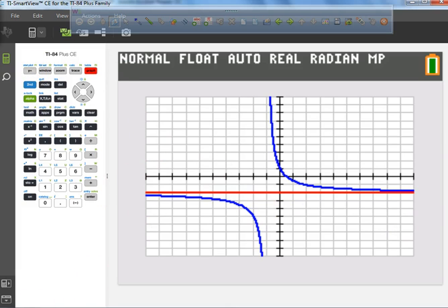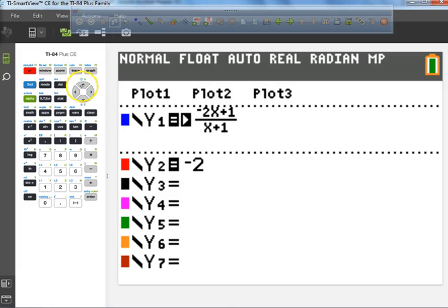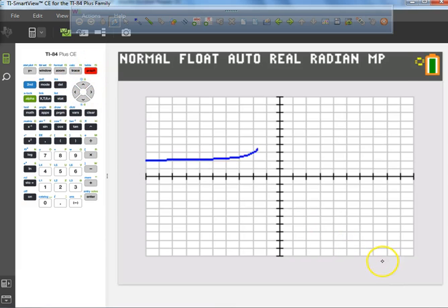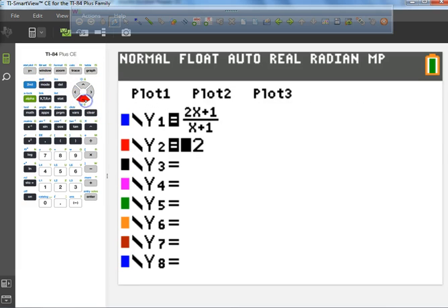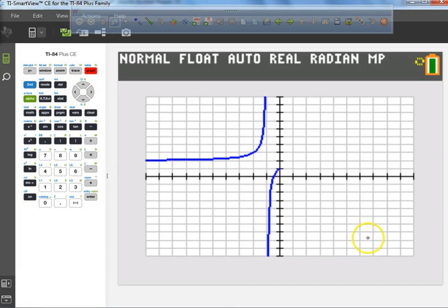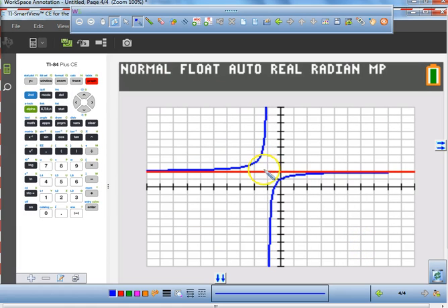We good? Alright, let me go back to our original question. Delete this. This was our original rational function. And our asymptote was at a 2, not a negative 2. So we have a horizontal asymptote right here at y equals 2, or at f of x equals 2.